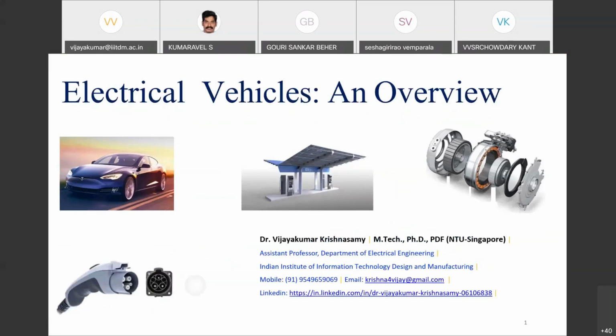So here, first we are going to see an overview of electric vehicles, and we can start with when they started and why they came up with electric vehicles. Then we will move into the various components of electric vehicles and what vehicles are available in the commercial market. That also we are going to discuss in this session.